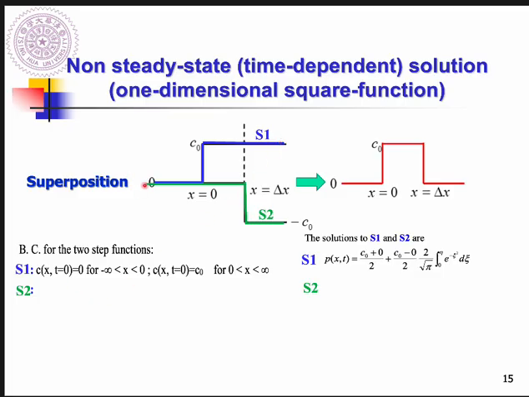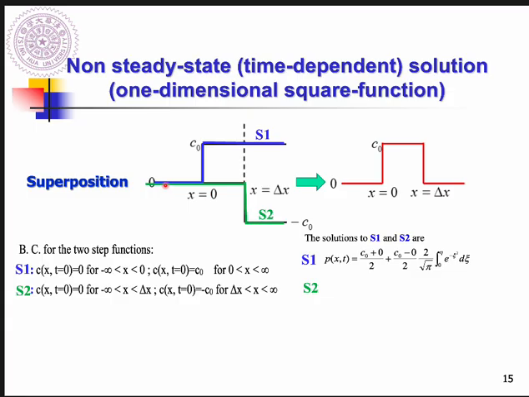And for the green one, I can also easily write down the boundary condition: while x is between 0 and delta x, the concentration equals 0. While x is larger than delta x, the concentration becomes negative C0. And I can use this concept to formulate the corresponding solutions.